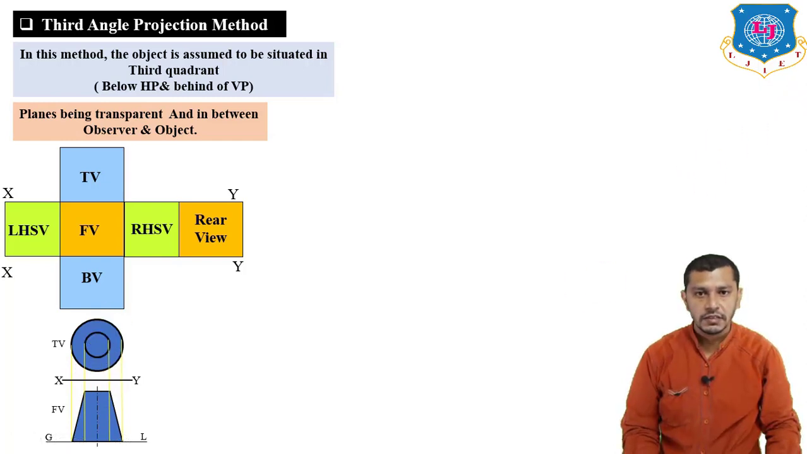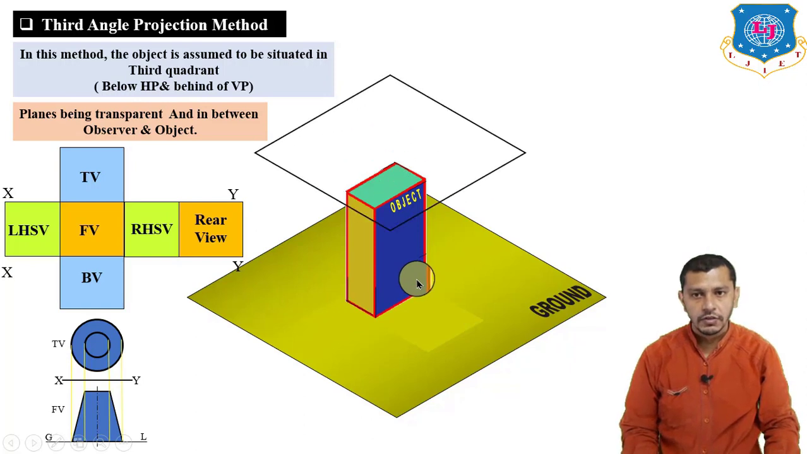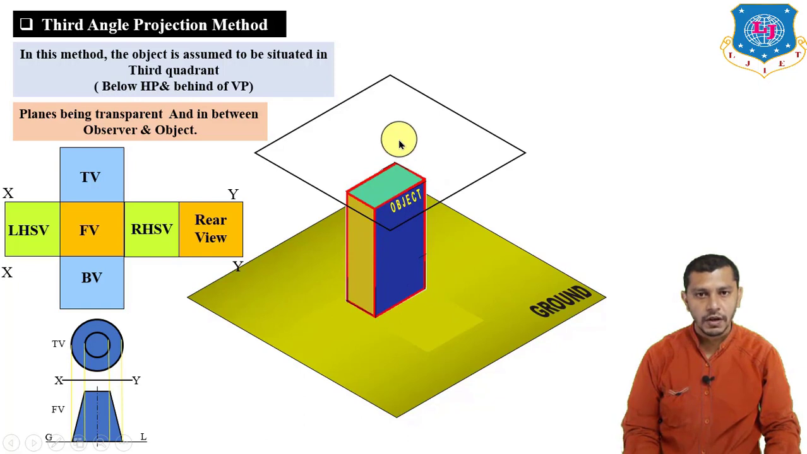So now let us discuss the third angle projection method by drawing different views of the cuboid again. So right now the object is placed on the ground and it is in the third quadrant. We will assume the object in the third quadrant. So if you want to draw the top view of the object, we have to project the object on the horizontal plane, and we have to take the projections perpendicular to the horizontal plane. So on the horizontal plane we will get the top view of the object. So this will be the top view.